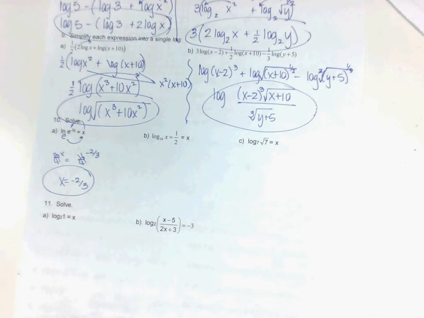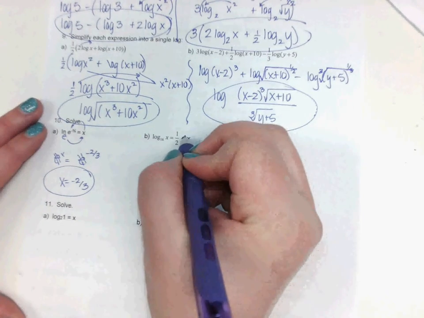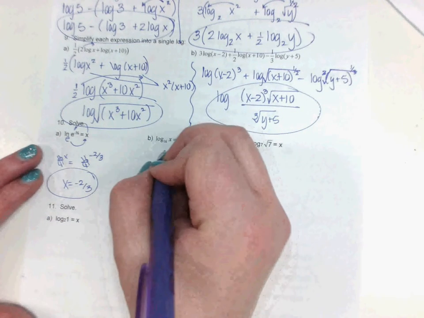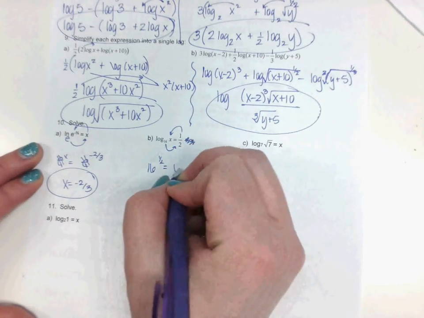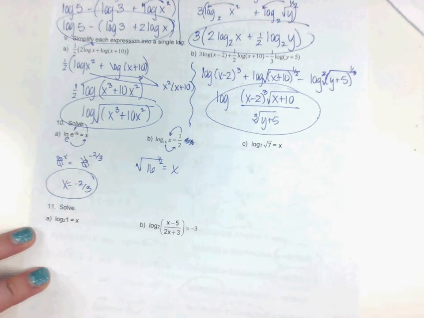Next one, letter B. Do your loop. Oops. Take the second equals x off. Okay, do your loop. Where do I start? 16 to the 1/2 equals x. So I do my little loop, and then what is a 1/2 the same as? Square root. So that's really a square root of 16. What's the square root of 16?